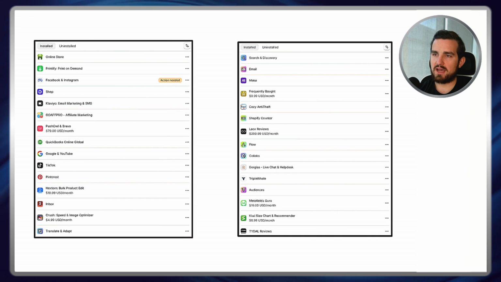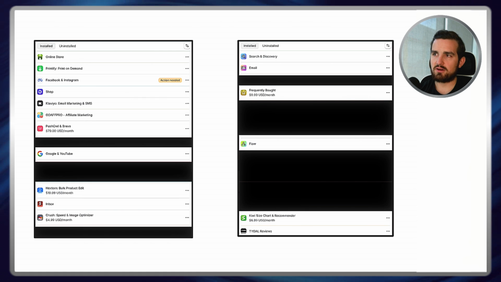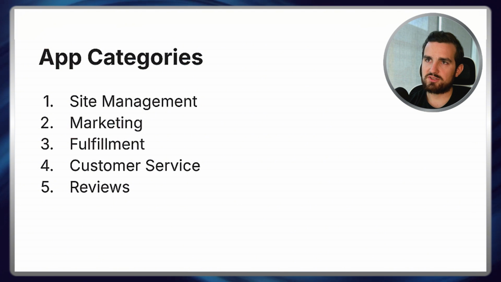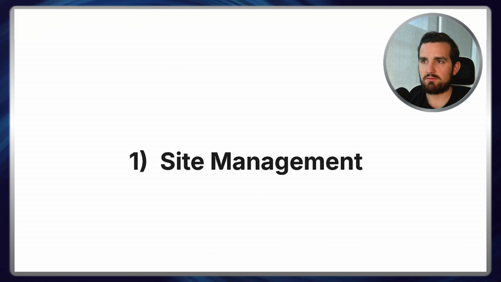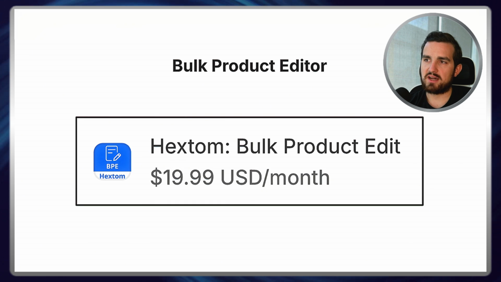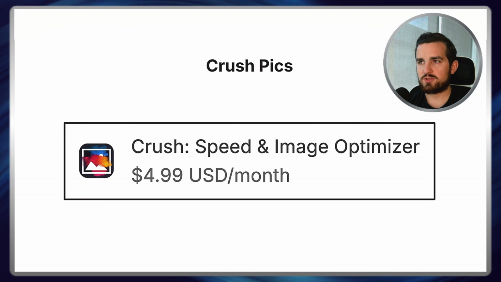So these are all of the apps we're currently using. If you are just getting started, these are the apps that I recommend using. You don't really need to do all the fancy bells and whistles, but the categories are site management, marketing, fulfillment, customer service, and reviews. So for site management, we use Hextom Bulk Product Editor. This allows us to make any changes to all of our products with the click of a button. Super simple. Crush Pics. Highly recommend this one because for just $5 a month, it will greatly increase the speed of your site.